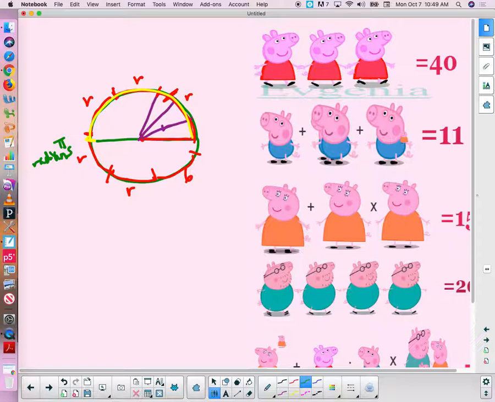Okay, so how many radians? These are radians. Do you see the word makes perfect sense? You're counting by the radius. So it's 3 radiuses and a little bit more. And so how many radians is this? This would be 1 radian.